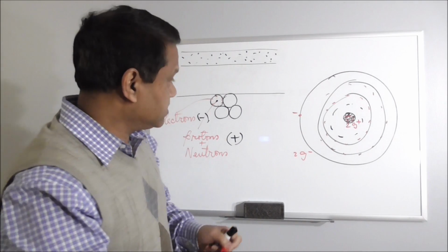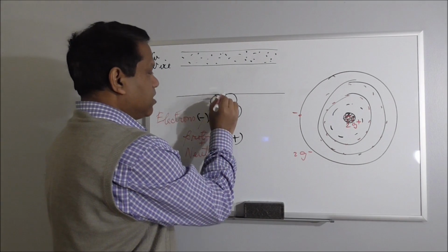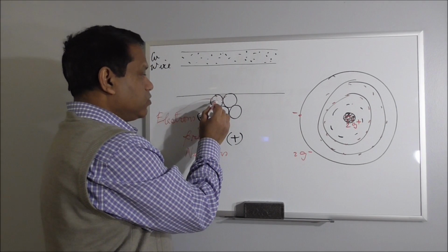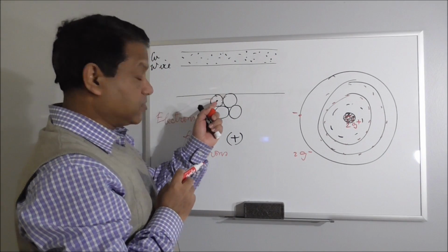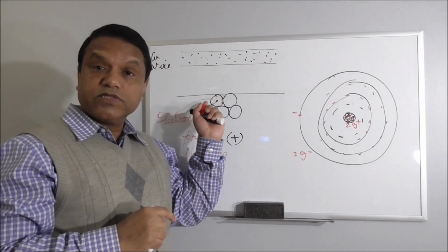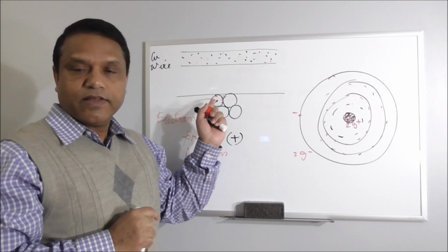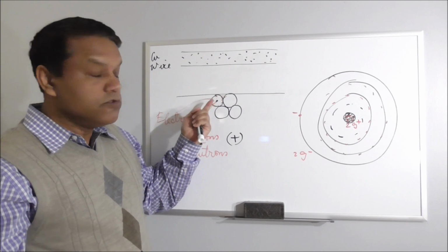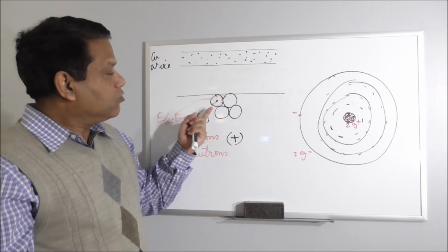So if that happens, for example, from this copper atom, electron comes out. So that means now this copper atom has 29 protons but only 28 electrons. So as a result, this copper atom is no longer neutral. It has a net positive charge. So whenever an atom loses an electron or two electrons, it will become charged.